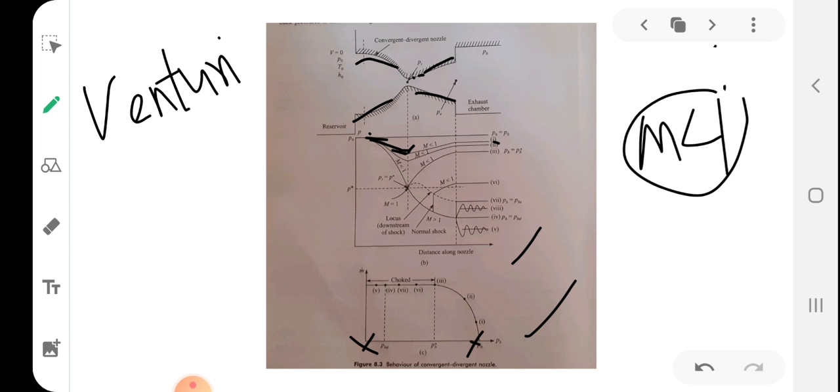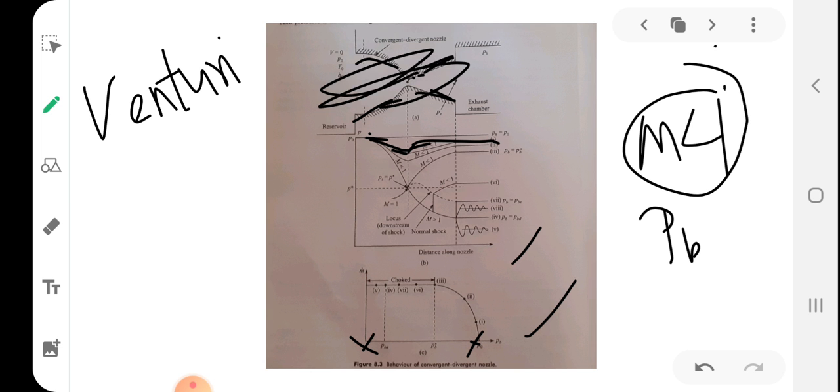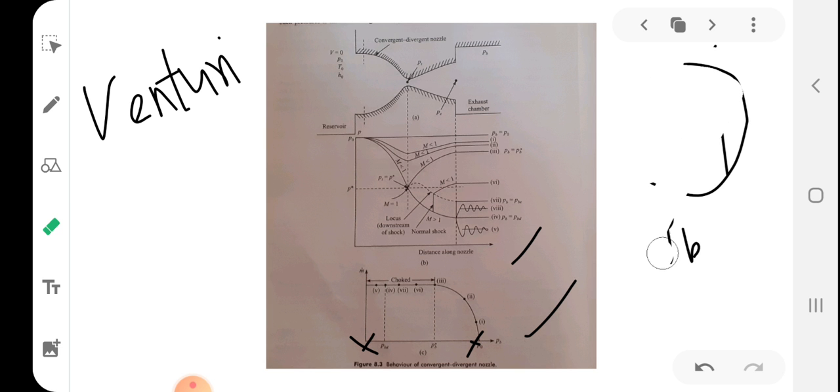When Mach number is still less than 1, it means the flow is still subsonic. For a subsonic flow, a divergent area acts as a diffuser, which means pressure gets increased, so pressure gets increased up to that back pressure, PB. That is why this passage behaves this way.